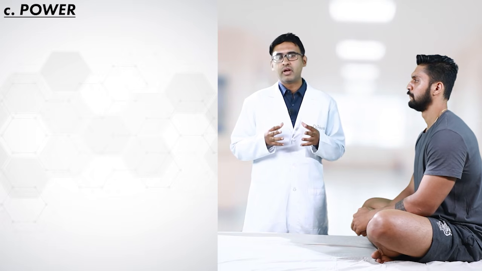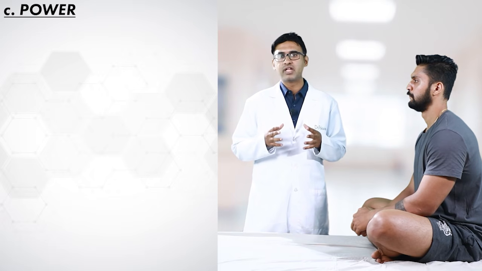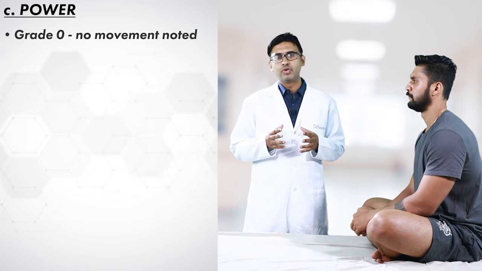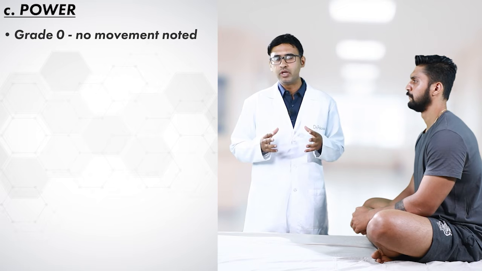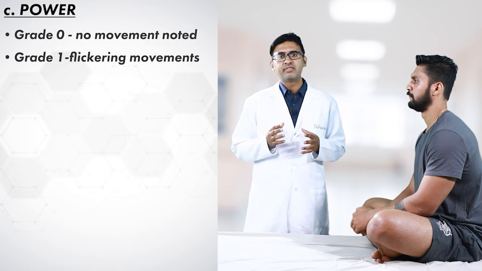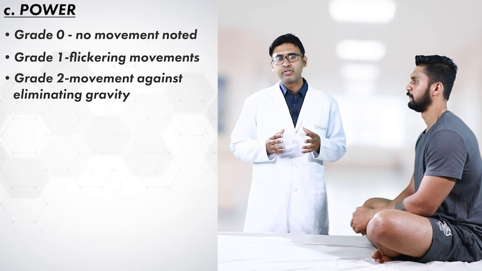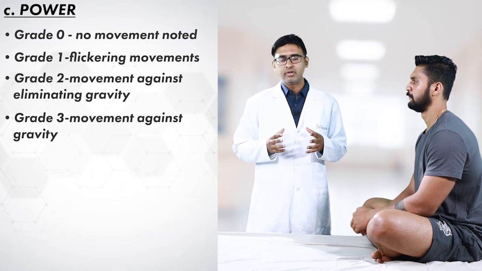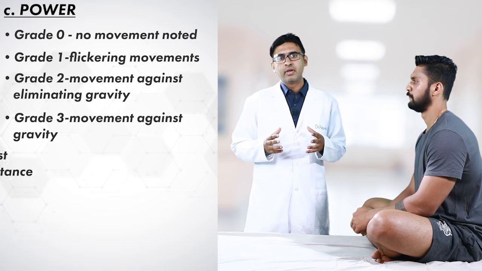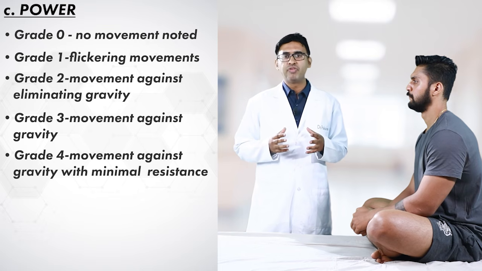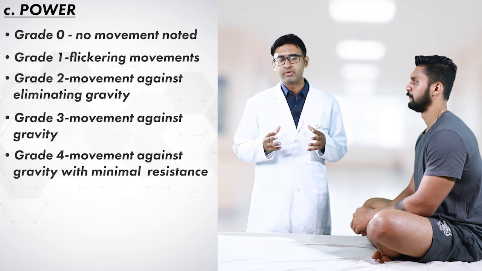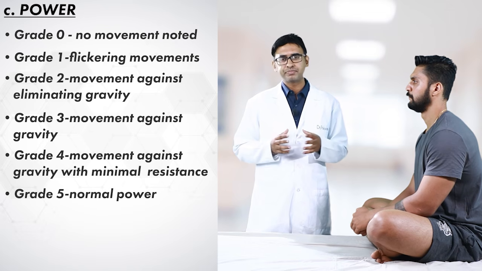The next aspect of examination of the motor system is assessing for muscle power. The muscle power can be assessed according to grades that are set out by the Medical Research Council scale. Grade 0 power refers to when the muscle has no power, there is no movement noted. In grade 1 power, there is a slight flicker of movement noticed in the muscle. Grade 2 power refers to when the patient can move his muscle with gravity eliminated. In grade 3 power, the patient can move his muscle against gravity. Grade 4 power refers to when the patient can move against gravity and against minimal resistance. And grade 5 power is normal power.